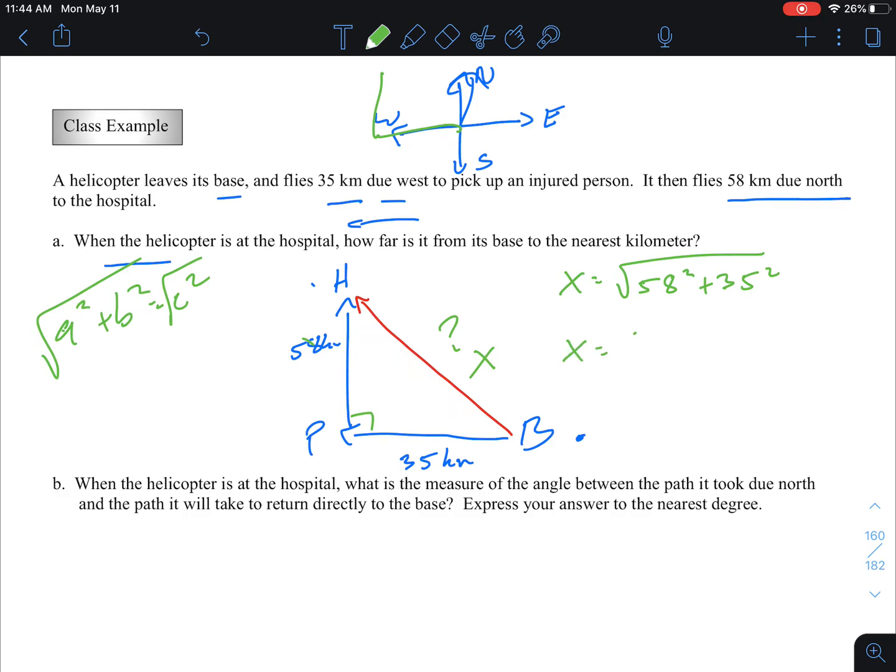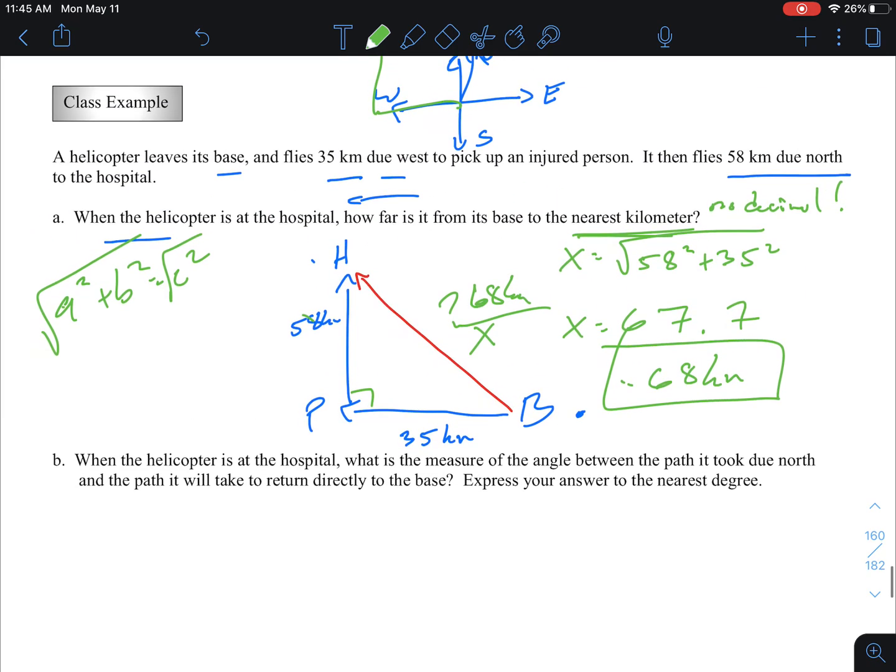And I'm going to get a distance of 67.7, roughly, that rounds to 68 kilometers to the nearest kilometer. Nearest kilometer means no decimals, just like nearest centimeter meant no decimal. So that's your distance there. Cool.